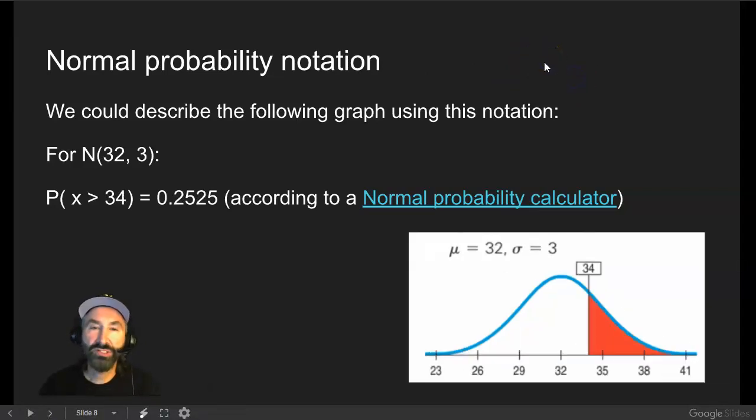So this is just a similar example, except the shading is above the x value of interest. Again, the mean is 32, standard deviation is 3. We want to know the probability that x is greater than 34, so that's how we write it out. And by the way, I'm going to expect you to use this notation now that I've shown it to you. So when you write out your work by hand, you need to put probability of either x is greater than something, or z is greater than something, or x is less than something, or z is less than something. Anyways, if we look it up, the probability of x is greater than 34, given this mean and this standard deviation, is about 25.25%.